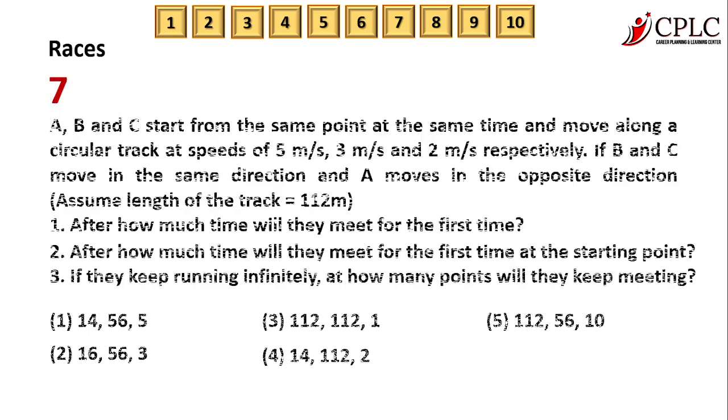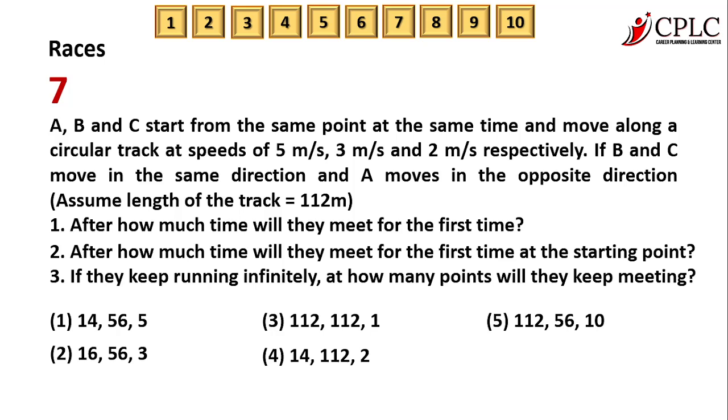Question number 7, similar background. The data changes: B and C are moving in the same direction and A moves in the opposite direction. The length of the circumference is changed from 120 to 112 meters. Same three questions. Let's start with the first one, which says, after how much time do they meet for the first time?